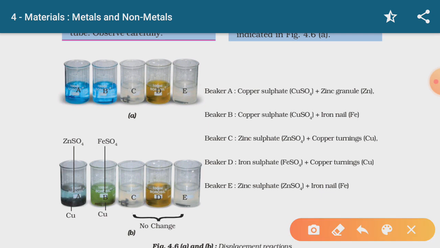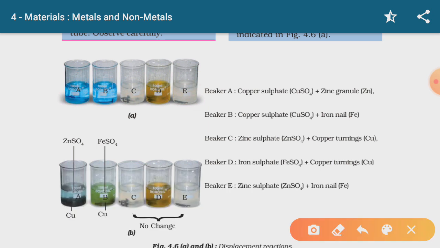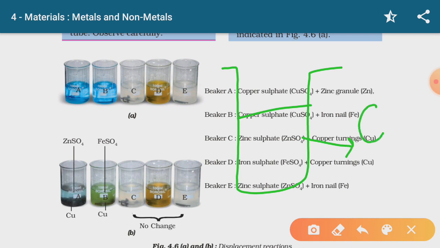So a displacement reaction is a type of reaction in which a more reactive metal displaces a less reactive metal from its salt solution. For this you should learn the reactivity series. You have to take one beaker, and then you put copper sulfate solution into it, which is of sky blue color, and you have to put in an iron nail. Either you can put iron powder or an iron nail.